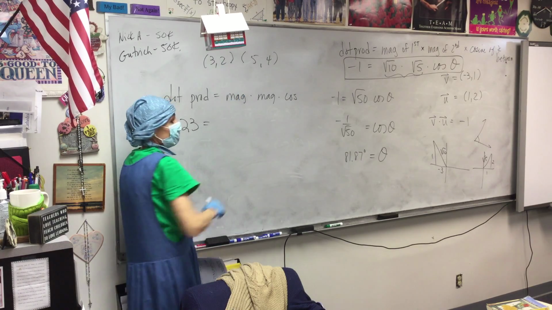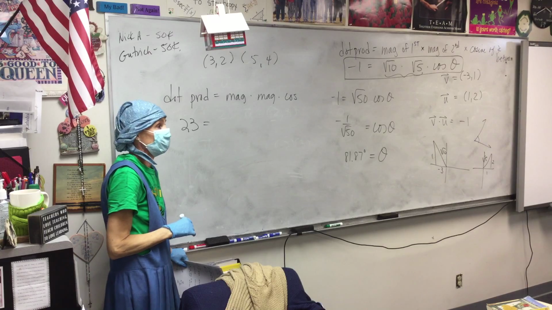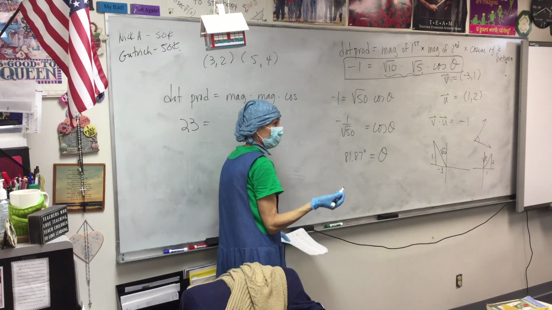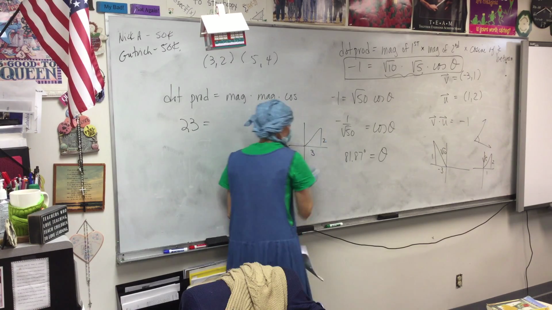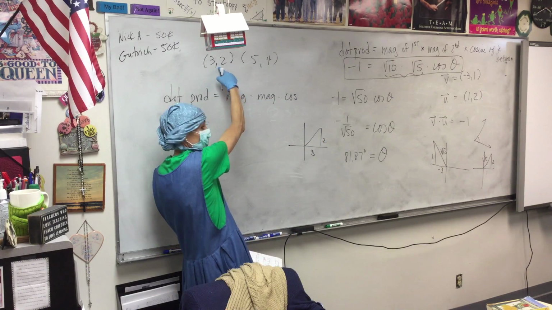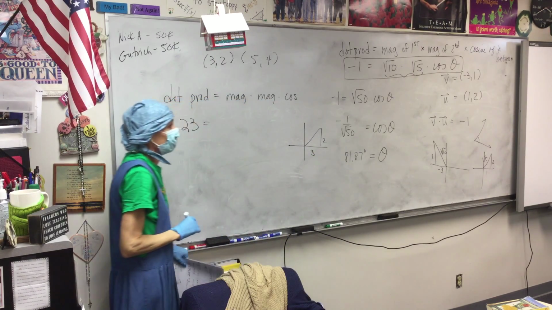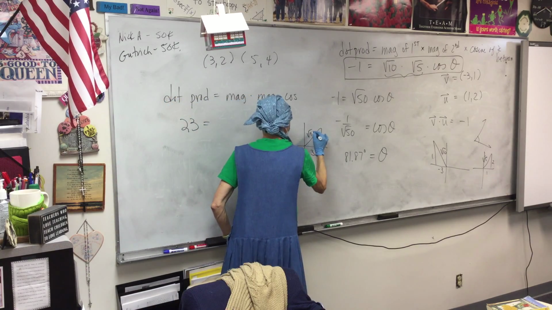Now, how do I find the magnitude of 3, 2? What do I do to find the magnitude of 3, 2? I do the Pythagorean theorem. I might want to draw a little picture. Over 3, up 2. What's the Pythagorean theorem tell me about the hypotenuse? Root 13.